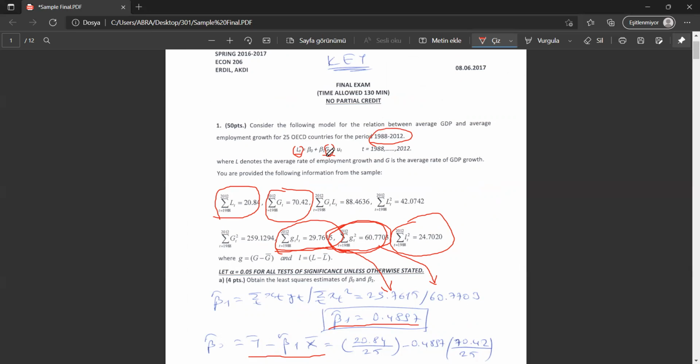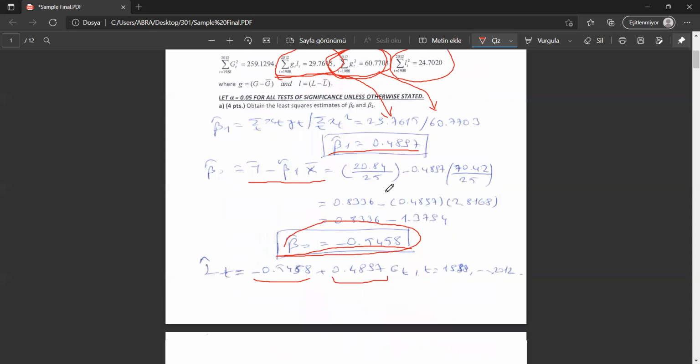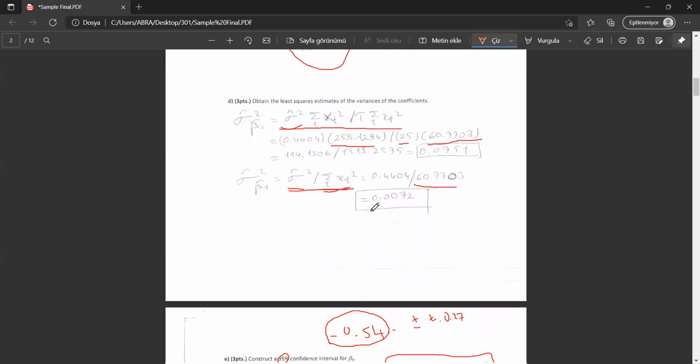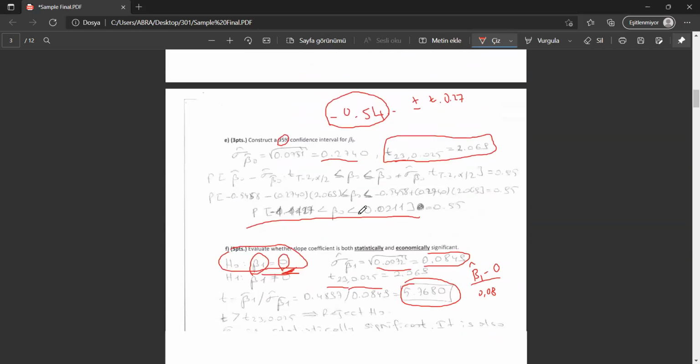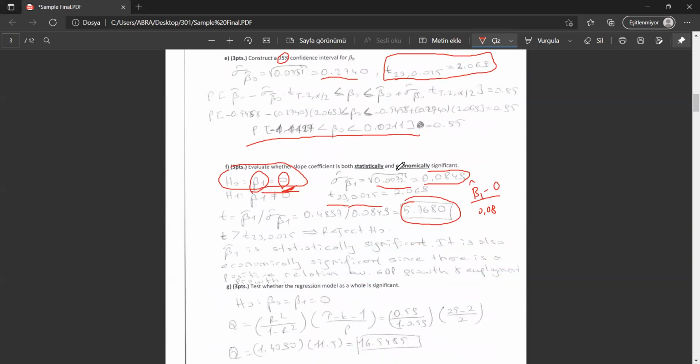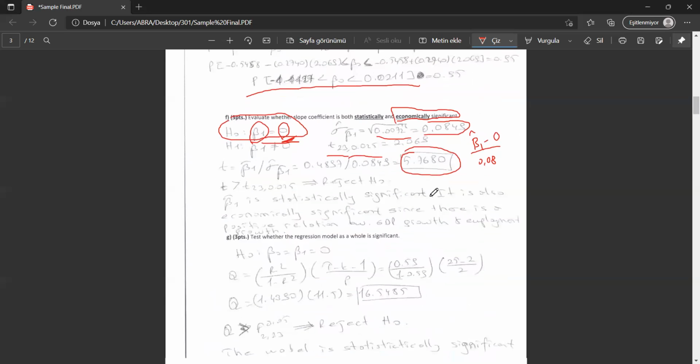And the economic part, here we can see that G is employment growth, okay? And L is the average GDP. So if employment growth is increasing, there should be an increase in average GDP. This is what economic theory tells us, that there is a relationship between employment growth and average GDP. So by economic theory, we can say that these two are related. So yes, the slope coefficient is economically significant. That's all you will have to say.